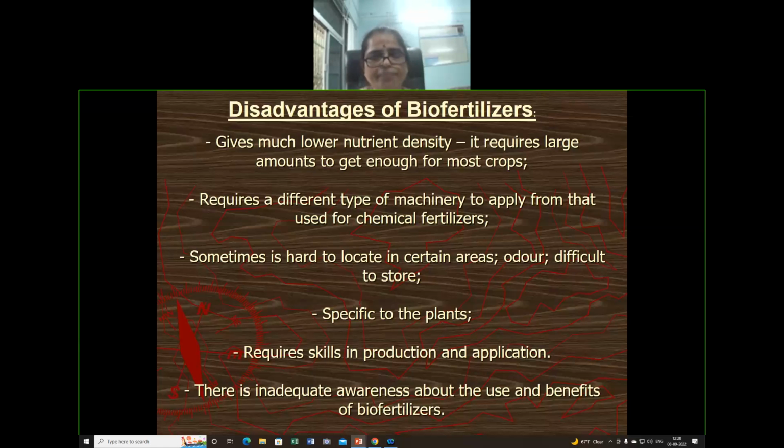We have to make them aware about the dreadful consequences of use of synthetic or chemical fertilizers, and we have to propose alternative technologies in the form of such wonderful biopesticides and biofertilizers.